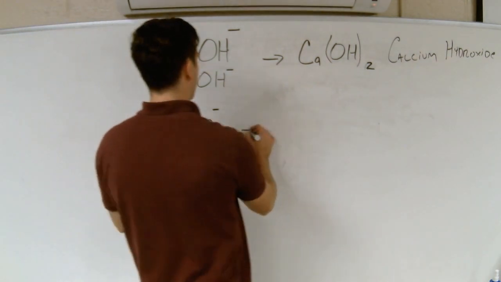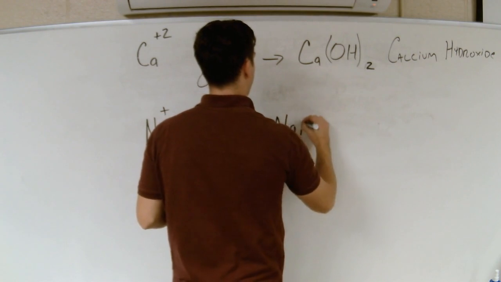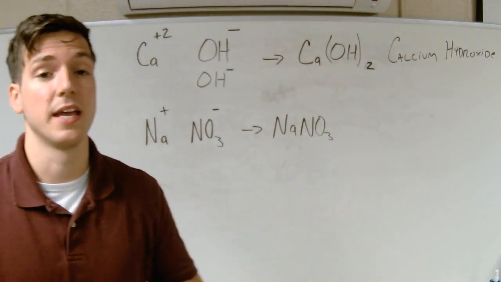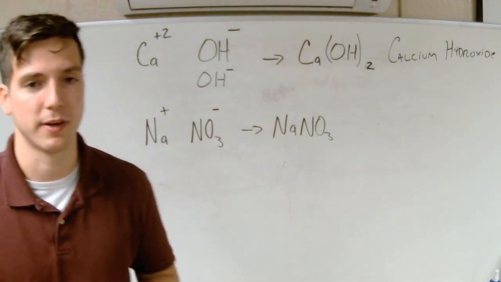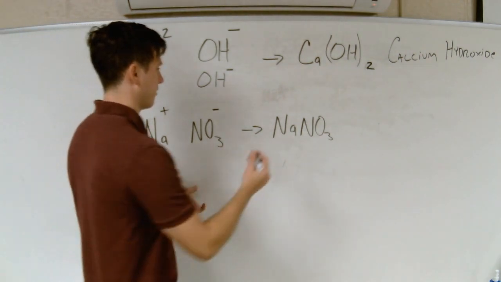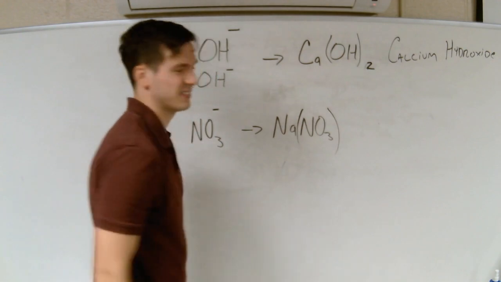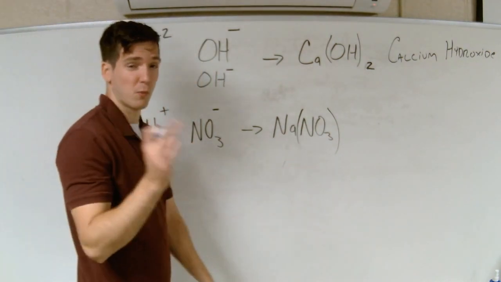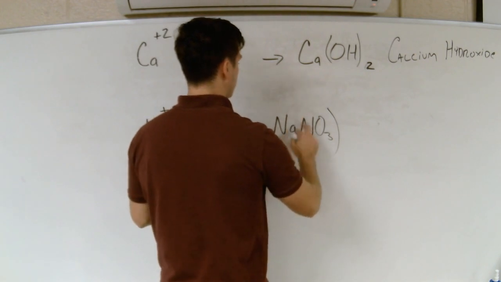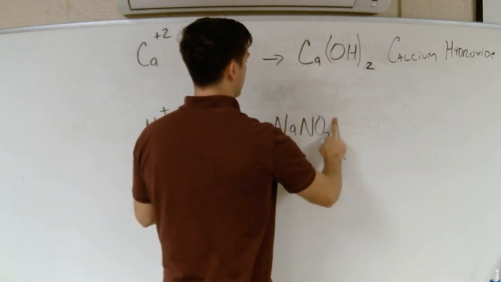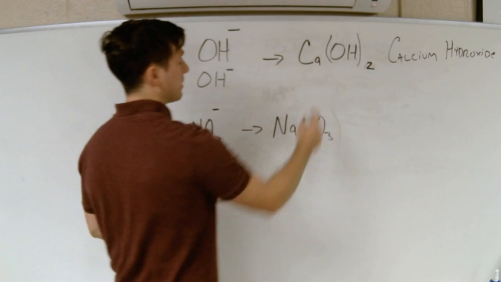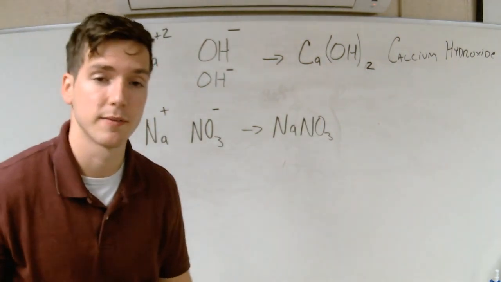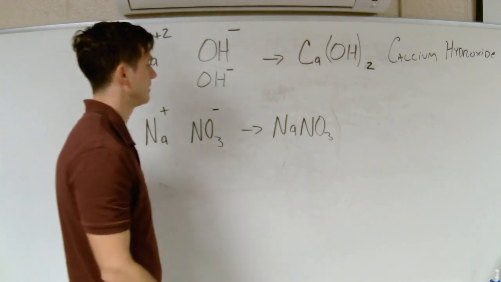So this just becomes NaNO3. In this situation, I don't have to put parentheses around that nitrate because there's only one of them. If I put parentheses around that, it's just kind of redundant. Don't do that. If there's only 1 polyatomic ion, you don't need parentheses. That's why up here, when there was more than 1 polyatomic ion, I put parentheses and a 2 there. But if there's just 1, leave it.